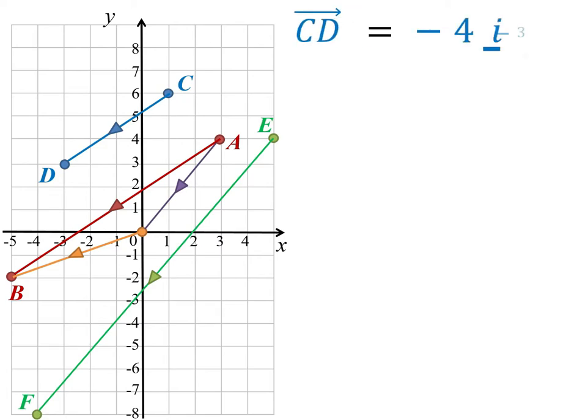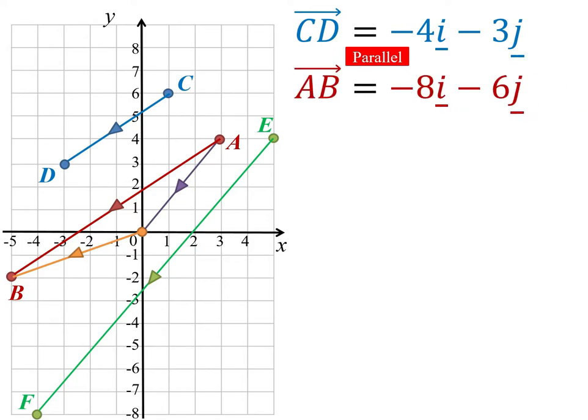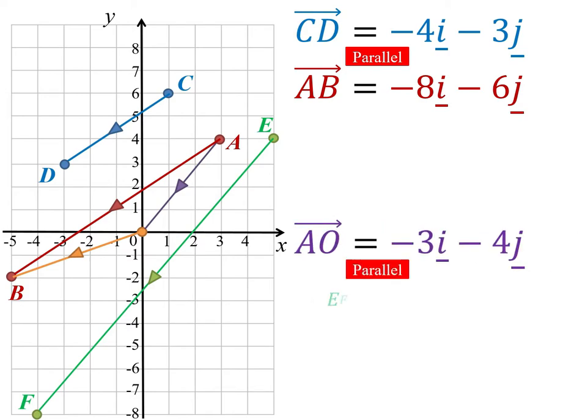So we can see vector CD is negative 4i minus 3j, and it is parallel with vector AB, which is negative 8i minus 6j. AO is negative 3i minus 4j, and it is parallel with EF, which is negative 9i minus 12j. Okay, so now I wanted to look at CD and AB. These two vectors are parallel, right? AO and EF are also parallel.